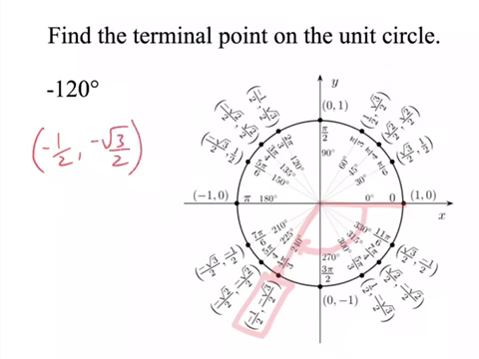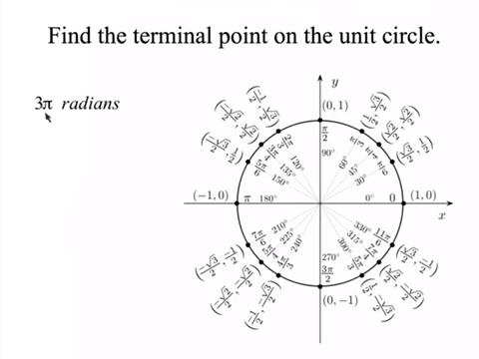Done. Now, if you want to, you could find the coterminal value for that. So I would take negative 120 plus 360, which gives you 240 degrees. And if you look at this, isn't that right there, 240? Which means you could have also wrapped around that way instead of going the negative direction. We want to find the terminal point for 3 pi.